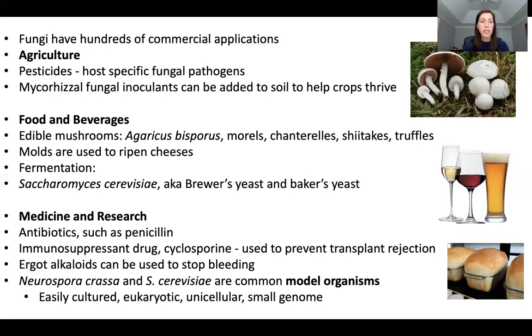The last little bullet here is talking about two species of what we consider model organisms, which are research organisms used in laboratory investigations for a couple of different reasons. The species listed here: Neurospora crassa is a common one, and there's S. cerevisiae, that's Saccharomyces, the same yeast that we use for brewer's yeast and baker's yeast. It's also used a lot in research.